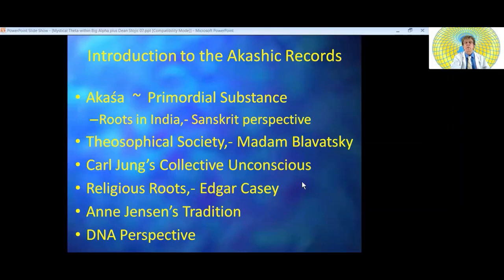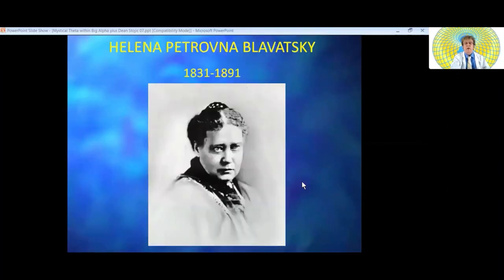Madame Blavatsky at one point founded the Theosophical Society, which did work in the Akashic Records. Carl Jung's concept of the collective unconscious also points in this direction. And there are religious roots. Edgar Cayce, the dreaming saint, is an example of a Christian who was accessing the Akashic Records. And then we have Anne Jensen's tradition, which is that of reading in the Akashic Records.